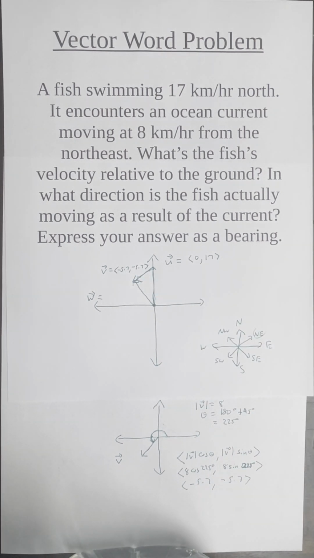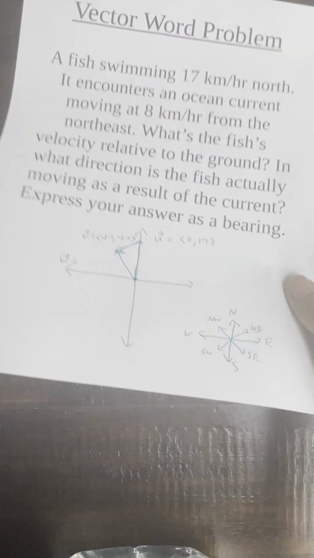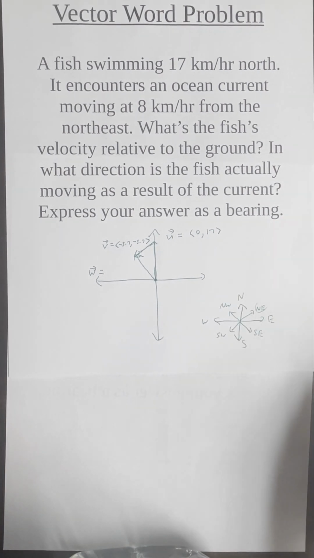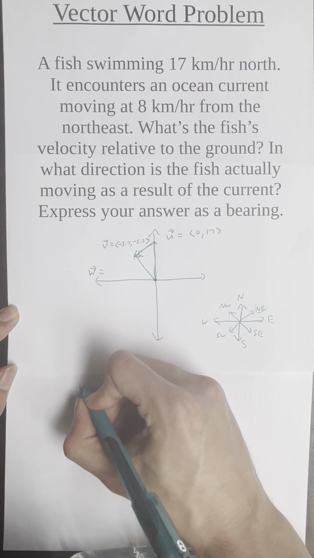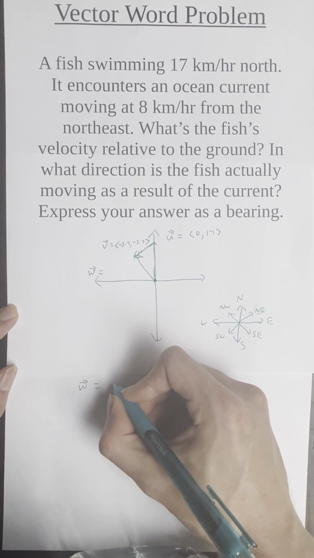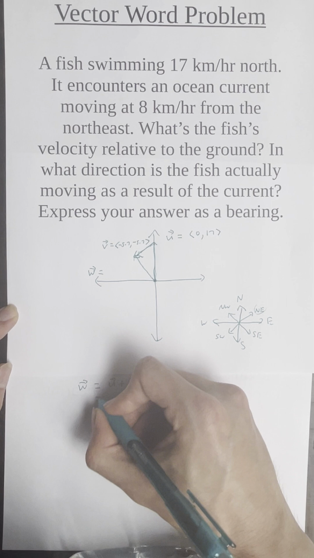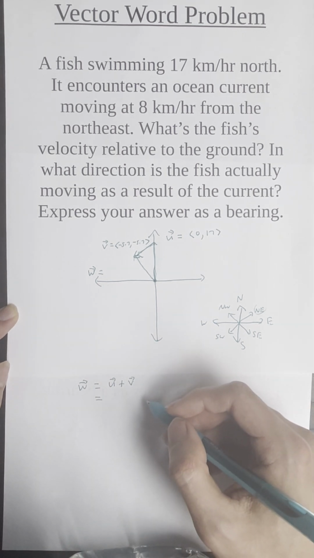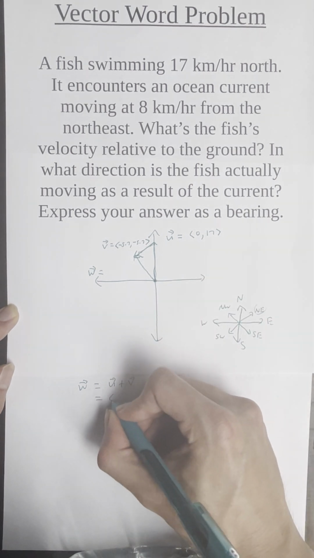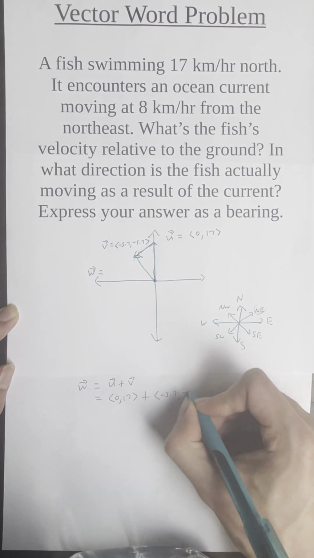So let's go ahead and do that. Okay. So I'll write it here, vector w is equal to vector u plus vector v. Okay, so let's go ahead and plug these in. So I change u to 0, 17 and v to negative 5.7, negative 5.7.